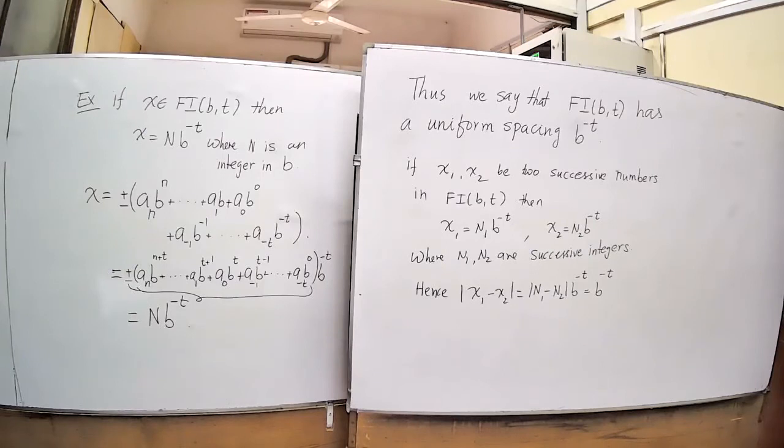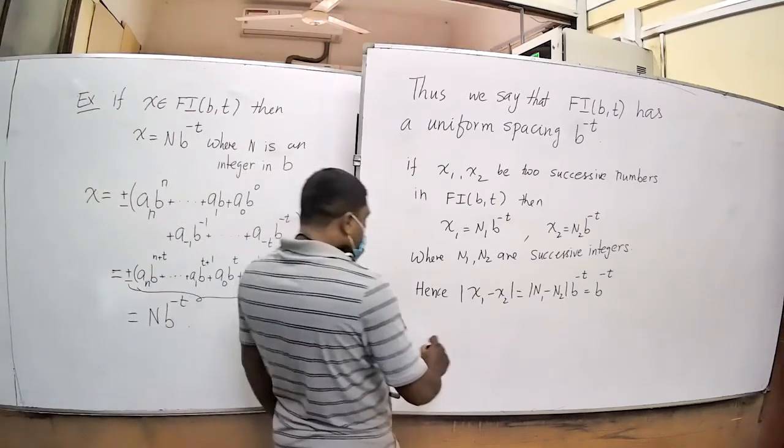So that is the idea behind this fixed point representation. You will have a uniform spacing of b to the power minus t. That is why, in the earliest example I showed you, when you have two decimal digits in the fractional part, that cannot be a member in the fixed point set with 3-digit decimal points. So you cannot have numbers in between.